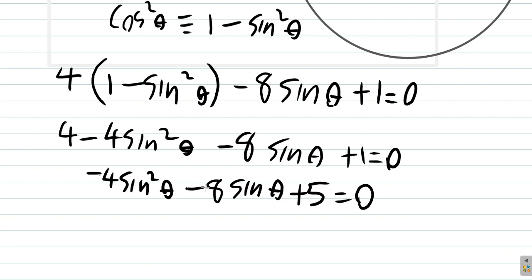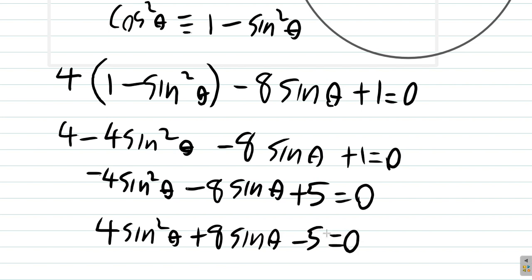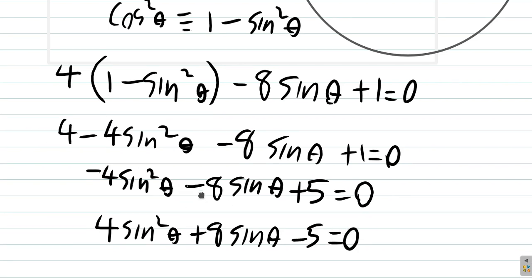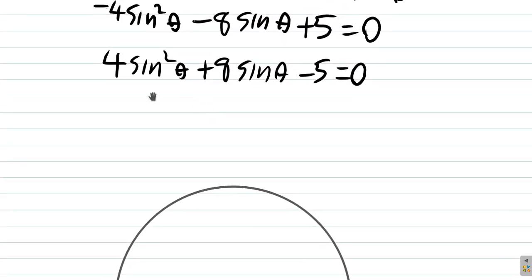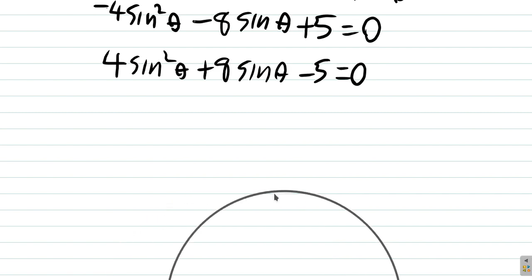With the negatives, it's kind of a bit more stressful to have the negative in front of the 4 and so on. Let's multiply it through by negative 1 to get a positive 4 sine squared theta. So we have 4 sine squared theta plus 8 sine theta minus 5 equals 0. Alright. Let's get this circle out of the way.